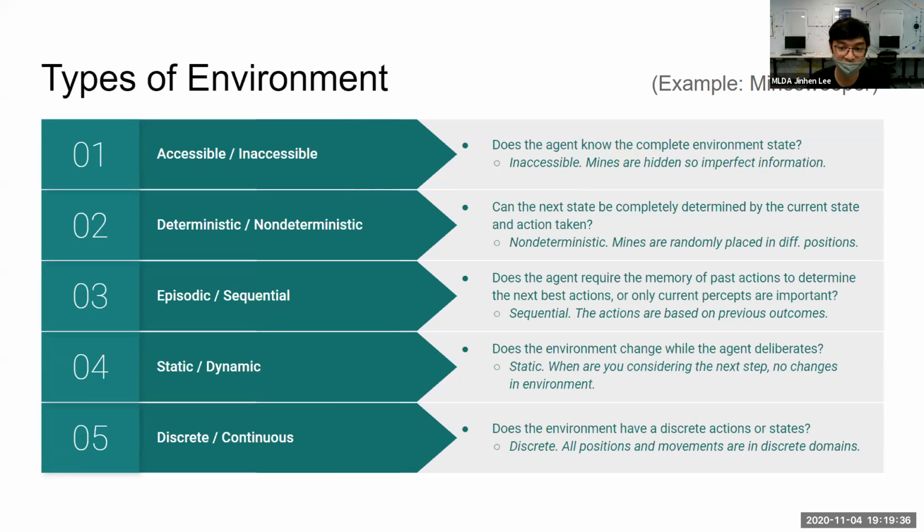All the pieces of the chess in that particular game is displayed in that moment. And second, we have to talk about whether the environment is deterministic or non-deterministic. So can the next state be completely determined by the current state and action taken? So again, for our Minesweeper example, it is non-deterministic because the mines are randomly placed in different positions. So basically, when I start the game, am I able to know where the mines are? I do not know. So that's why it's non-deterministic.